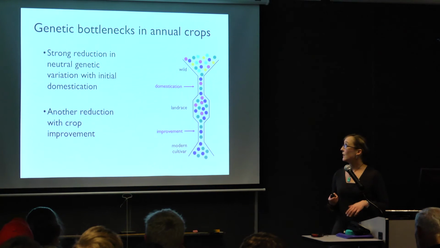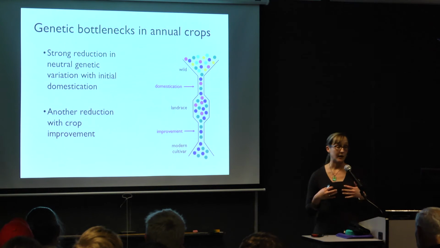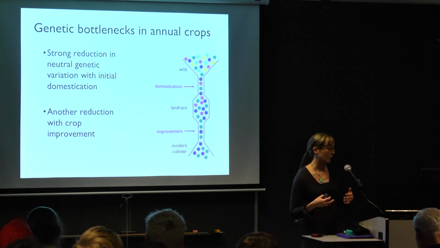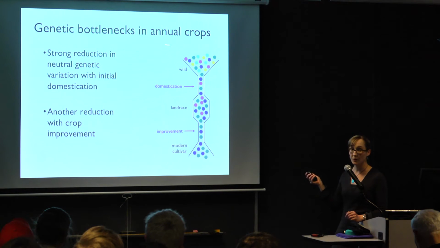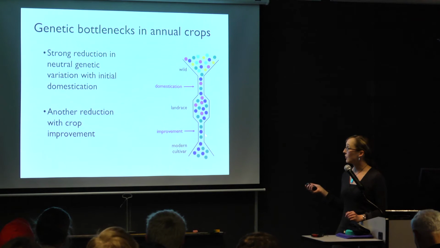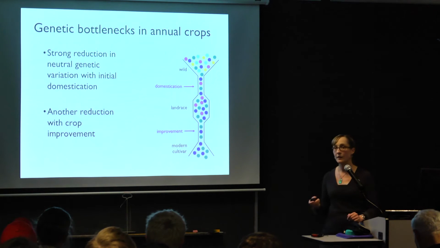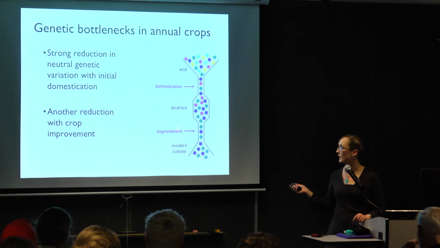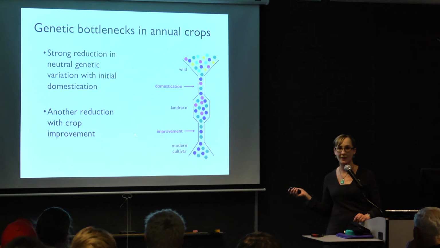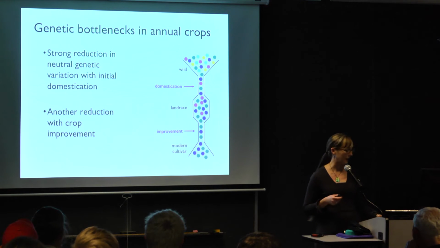And to talk about this, I want to go back to this idea of genetic bottlenecks and what we know about them from annual crops. We know, of course, that there's often a genetic bottleneck at domestication where variation is reduced from the wild to the landrace form, and then potentially another reduction in variation with crop improvement as we move from landrace varieties to modern cultivars. I have to say this is the only audience I've ever talked to who understands this step and that I don't have to explain it anymore, so props to you guys.